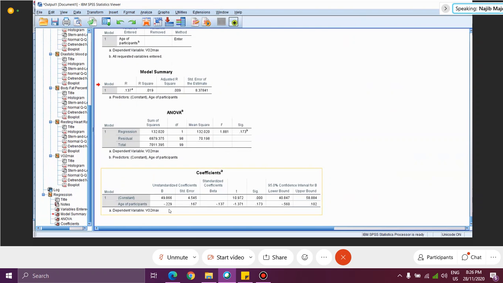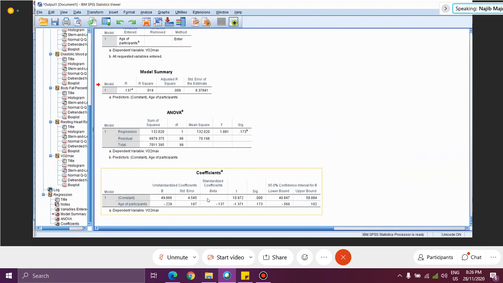How much reduction in VO2 max? By 1 year increase in age, VO2 max reduced by 0.229 unit, right? But the association is not significant, right? It is more than 0.05. So we can see here at univariable analysis, age is not an important predictor for VO2 max.